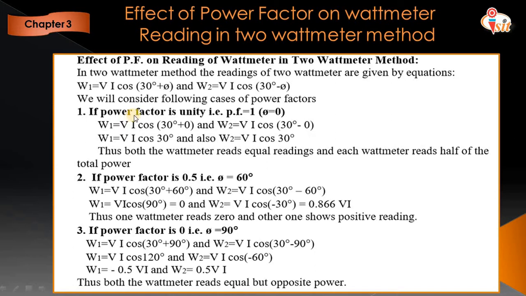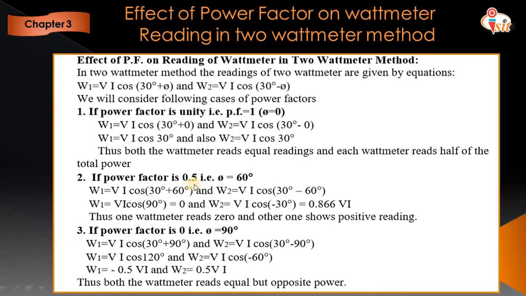Then if the power factor is unity, that is power factor equal to 1, then φ is equal to 0. Then W1 is equal to VI cos 30 plus 0, and W2 is equal to VI cos 30 minus 0. The reading of W1 is equal to VI cos 30 and W2 is equal to VI cos 30. From this we conclude that both wattmeter readings are the same, and each is half of the total power. For example, if the total is 300 watts, each wattmeter reads 150 watts.